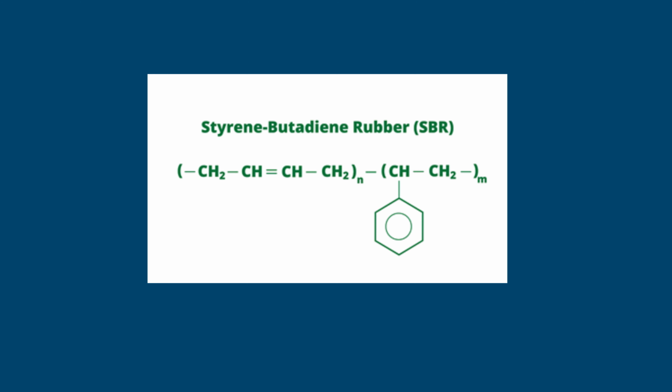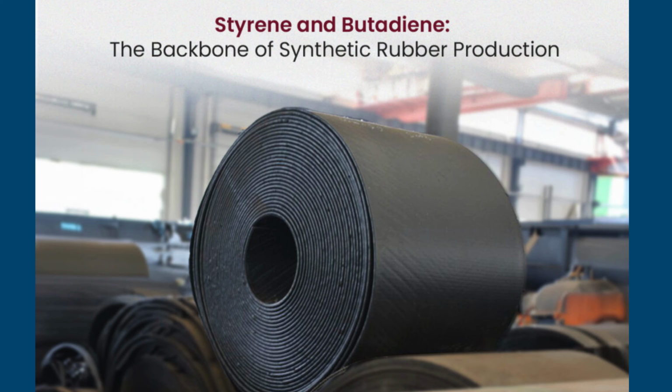Styrene-butadiene rubber, SBR, remains the world's largest volume synthetic elastomer. Incorporating approximately 20 to 35 weight % styrene into polybutadiene significantly improves tensile strength, abrasion resistance, and weatherability, making SBR the dominant material for automobile tire treads and conveyor belts.